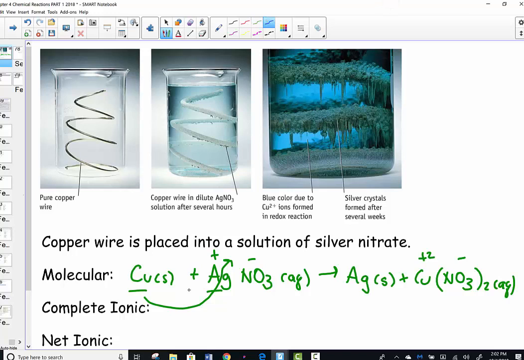Our equation shows 1 mole of copper solid reacting with 2 moles of aqueous silver nitrate to form 2 moles of solid silver and 1 mole of copper 2 nitrate in solution. Did I balance that right? 1, 2, 2, 1. That works. 2 silvers, 2 nitrates, 1 copper, we're good. So with my pattern of change, the single replacement pattern, the 2 metals exchange places.